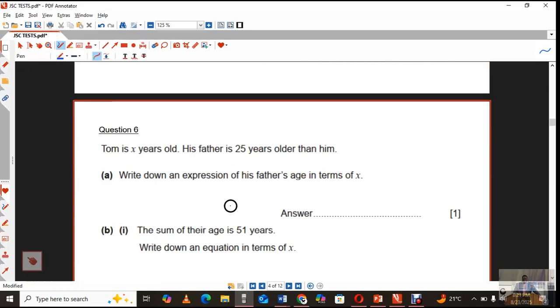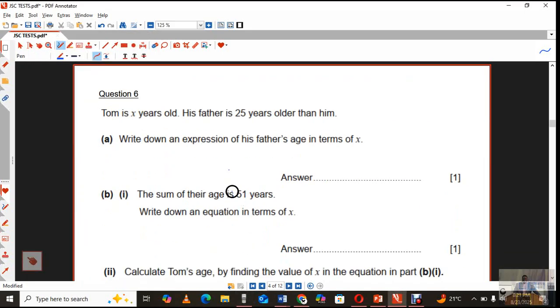Right, let's look at question 6. Tom is X years old. His father is 25 years older than him. So we know Tom is X. We don't really know his age, but we know that the father is 25 years older than him. So this is the expression. There's nothing wrong with you writing the expression like this or like that. It all means the same thing.